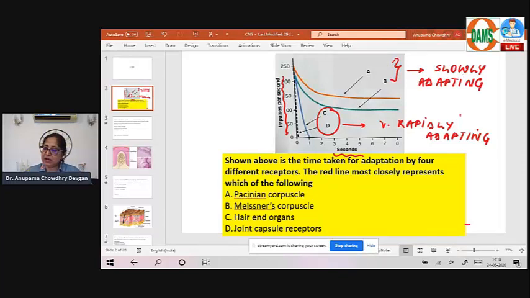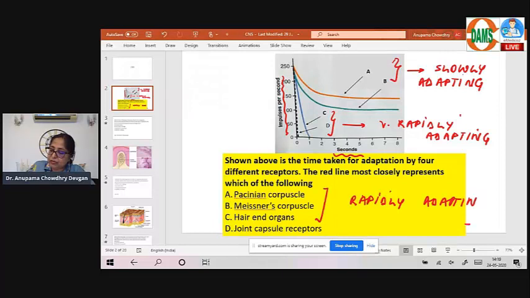So the question I've asked you is, which of the 4 shown is the time taken for adaptation by 4 different receptors? I'm trying to ask you, what is this A over here? Which receptor is A? Is it a Pacinian corpuscle? Is it a Meissner's corpuscle? Hair end organs? These are all examples of phasic receptors or rapidly adapting receptors, right?